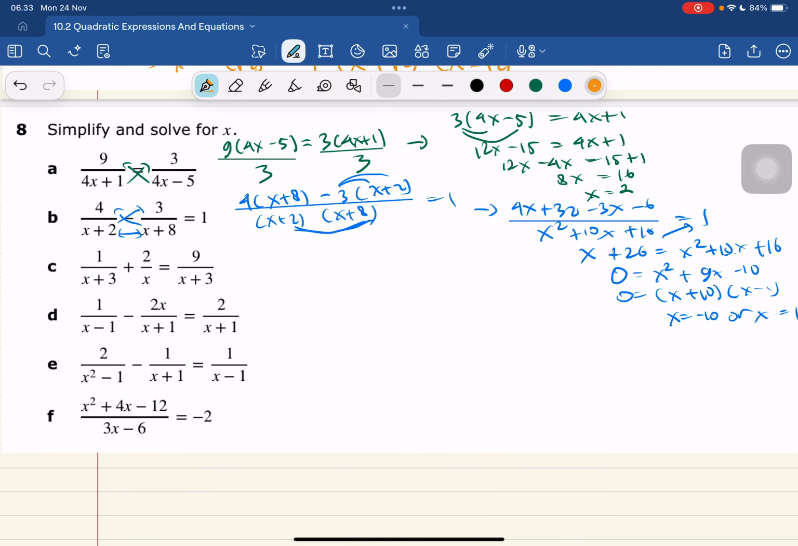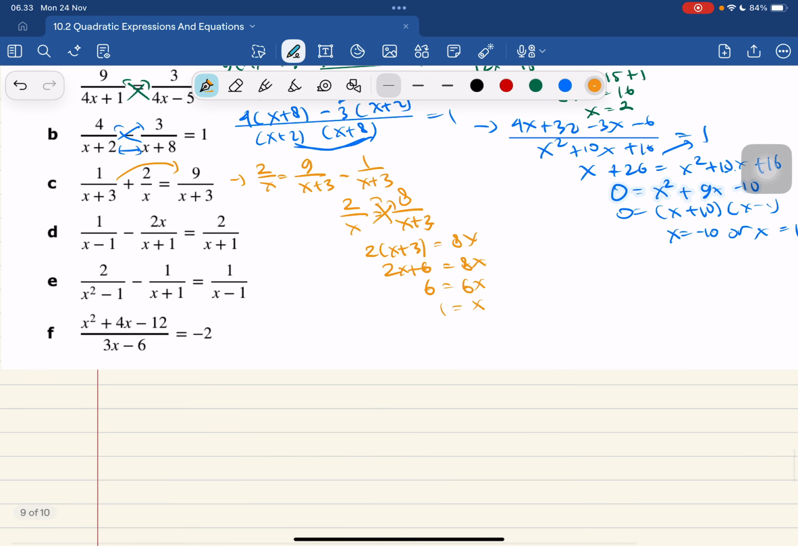Next for c. Okay, here 1 we can move to the other side. So it will be 2 over x equal to 9 over (x plus 3) minus 1 over (x plus 3). Okay, the denominators are equal, so let's proceed. So 2 over x equal to 9 minus 1, which is 8, divided by (x plus 3). So we multiply across each other. So 2 times (x plus 3) equal to 8x. So expanded, 2x plus 6 equal to 8x. 6 equal to 6x. So x equal to 1.